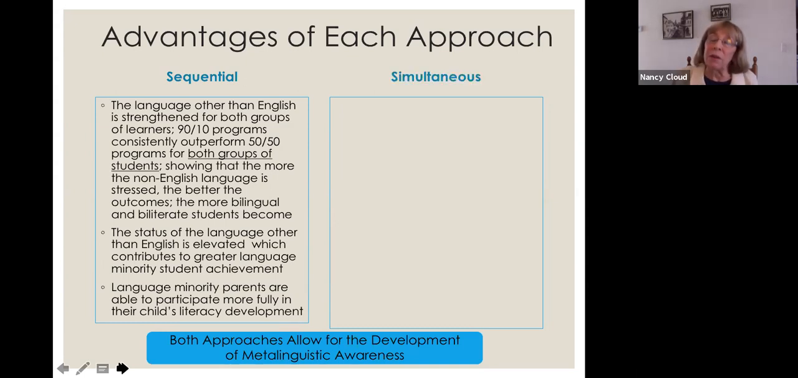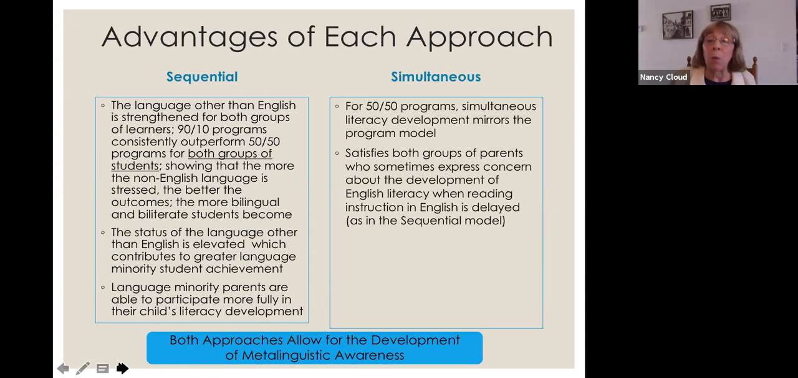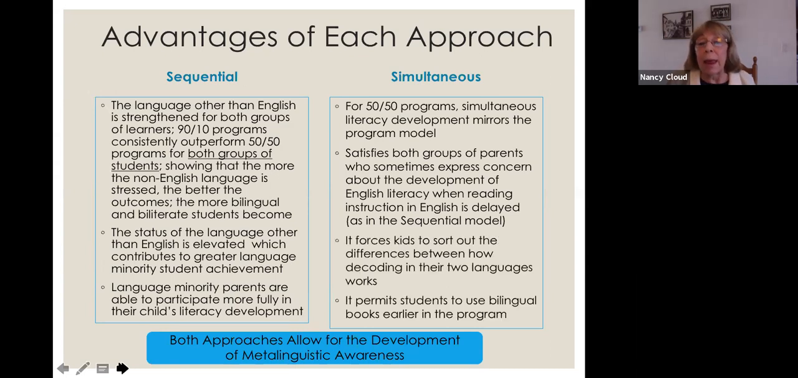Now, what are the advantages of simultaneous? Well, for 50-50 programs, simultaneous literacy development mirrors your model. And it satisfies both groups of parents who sometimes express concern about whether or not their child is learning to read in English. Unfortunately, we get that sometimes, like, will my child learn to read in English? And so this sometimes satisfies both groups of parents. And it forces kids to sort out the differences between how decoding in their two languages works. And it permits students to use bilingual books earlier in the program.